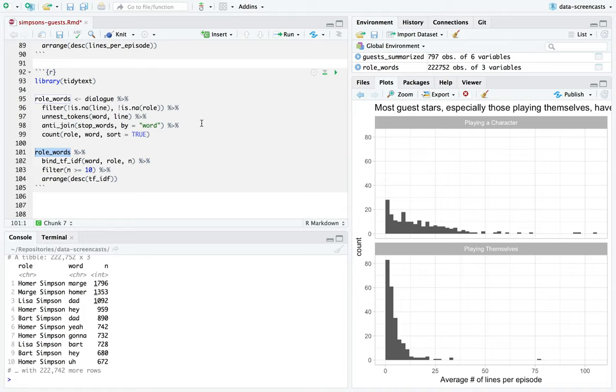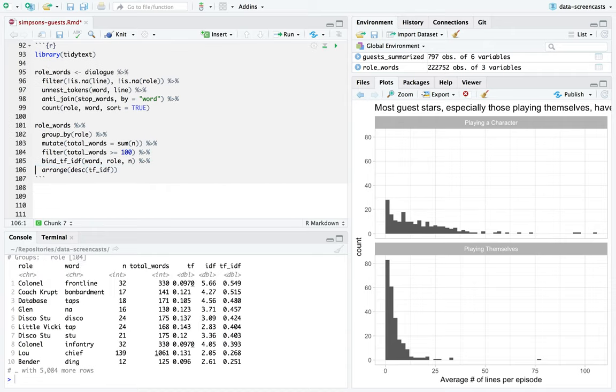episodes, which is a little bit hard to do, or at least have more than some number of lines of dialogue. So something I could do is add count. No, I can do a group by role, mutate total words is sum of n, filter total words. You must say at least 100 words to be counted in this filter.